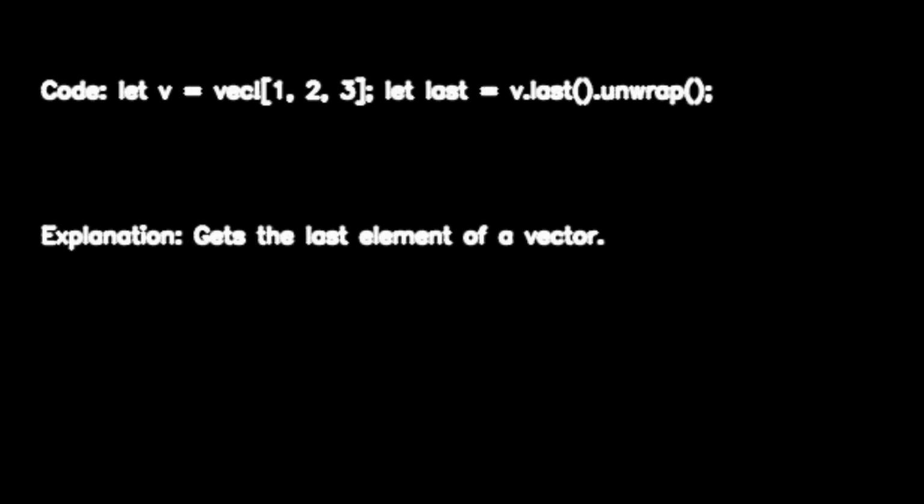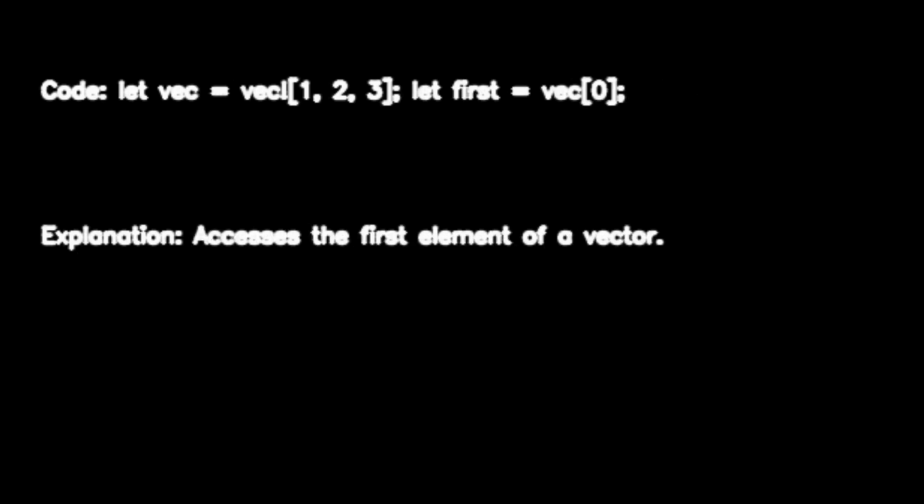Code. let v = vec![1, 2, 3]; let last = v.last().unwrap(); Explanation: gets the last element of a vector. Code. let vec = vec![1, 2, 3]; let first = vec[0]; Explanation: accesses the first element of a vector.